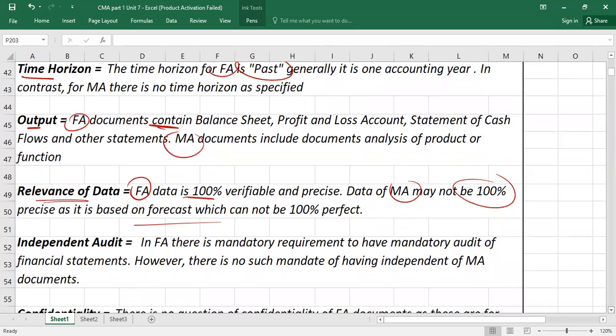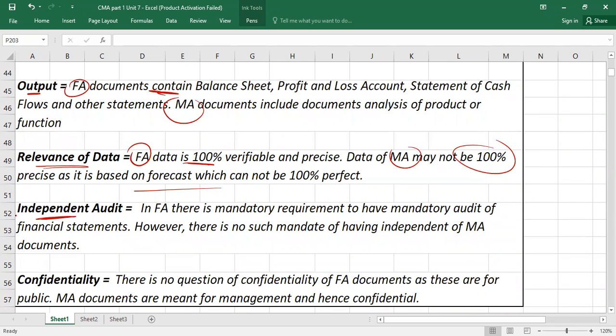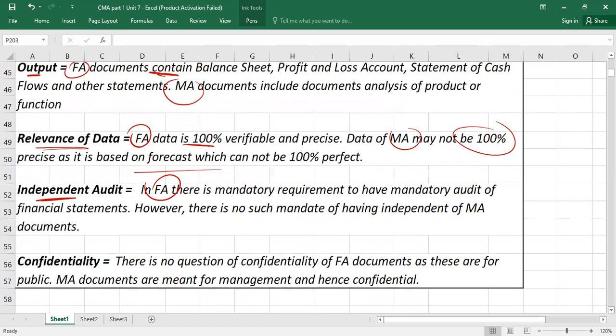And then we have independent audit. For financial accounting, it is sometimes mandatory for companies to have an external audit, right? But it is not important for management accounting, right or wrong? Especially if you're a listed company, obviously it is compulsory for you. You have to have audited financial statements.